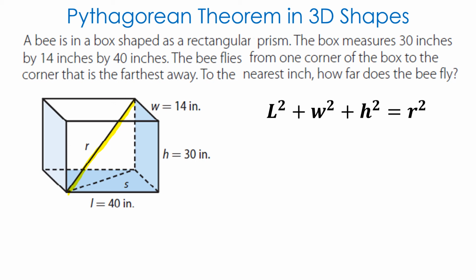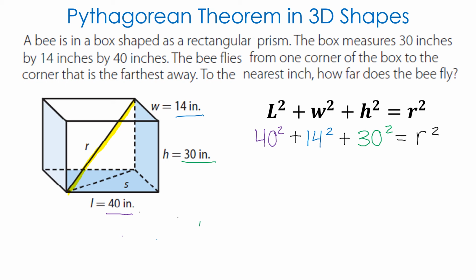Well, let's go ahead and begin plugging in our values in place of our letters. So the length of our box is 40 inches. So we'll have 40 squared plus the width of our box, which is 14 inches, plus the height of our box, which is 30 inches. And this will all equal r squared.